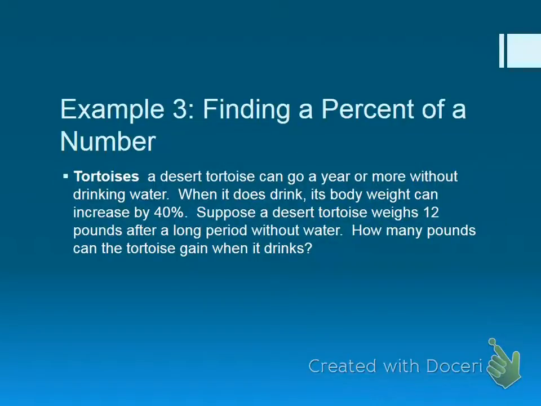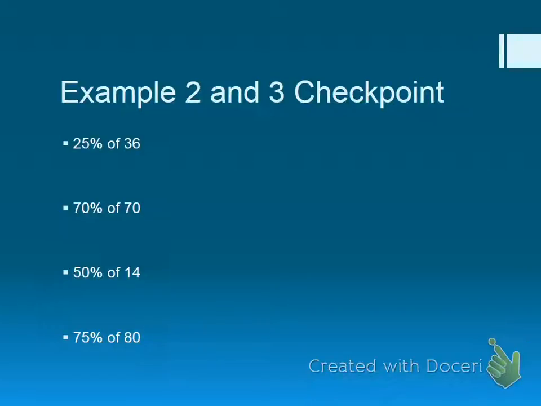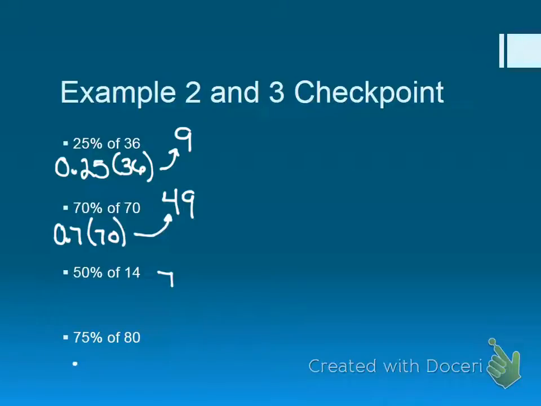Okay, so we're done with that. I do want to do this checkpoint real quick. Find the percentages of these numbers. I want you to show the decimal value that you're multiplying. So 25% of 36, you're going to multiply what? 0.25 times 36 equals 9. 0.7 times 70 equals 49. The third one, what's half of 14? 7. 75% of 80 is 60. Did you get those? Did you show your decimals?